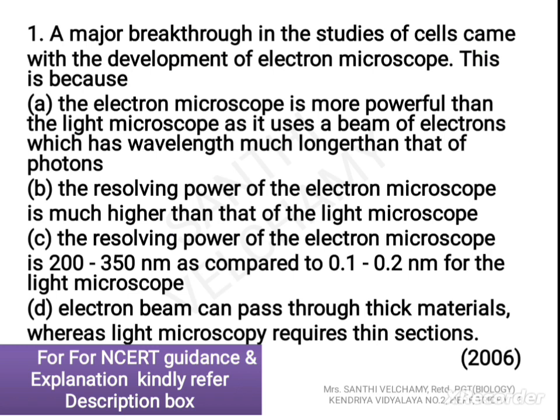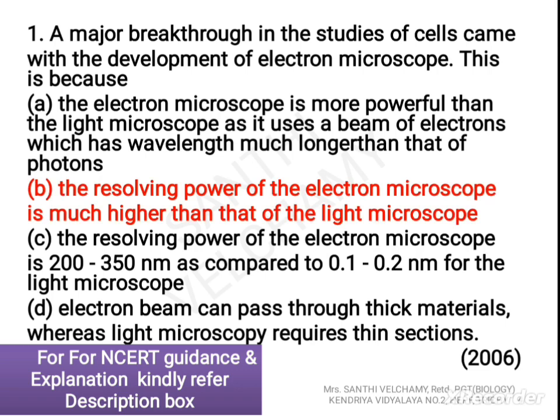First question. A major breakthrough in the studies of cells came with the development of electron microscope. This is because A. Electron microscope is more powerful than the light microscope as it uses a beam of electrons which has wavelength much longer than that of the protons. B. The resolving power of electron microscope is much higher than that of light microscope. C. Resolving power of the electron microscope is 200 to 350 nanometer as compared to 0.1 to 0.2 nanometer for the light microscope. D. Electron beam can pass through thick materials whereas light microscopy requires thin sections.